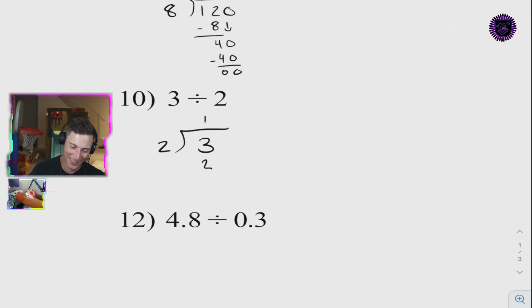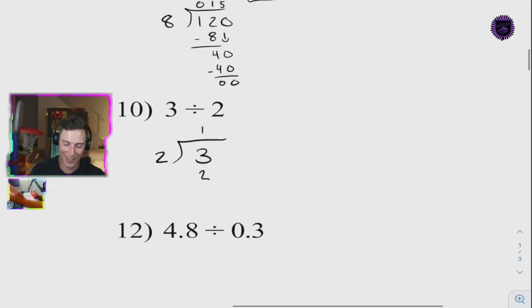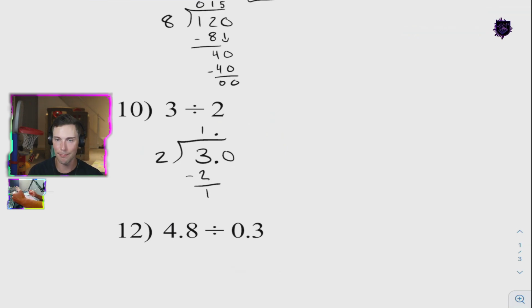Trap beats. Okay, does 2 go into 3? Yeah, 1 time. 1 group of 2 within the number 3. And there's a remainder of 1. Now, we can't stop there because we can't just have a remainder of 1. That doesn't make any sense. So what we're going to do is add a decimal here. And then we can write as many zeros behind this decimal as we need to.